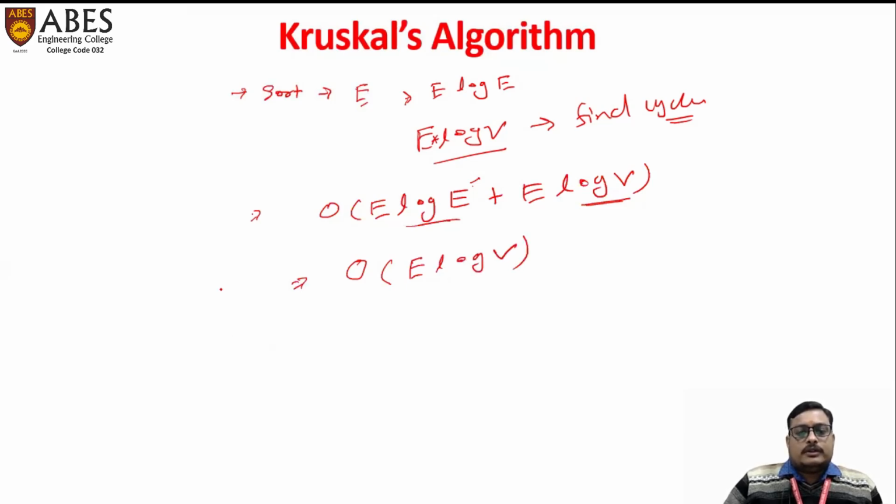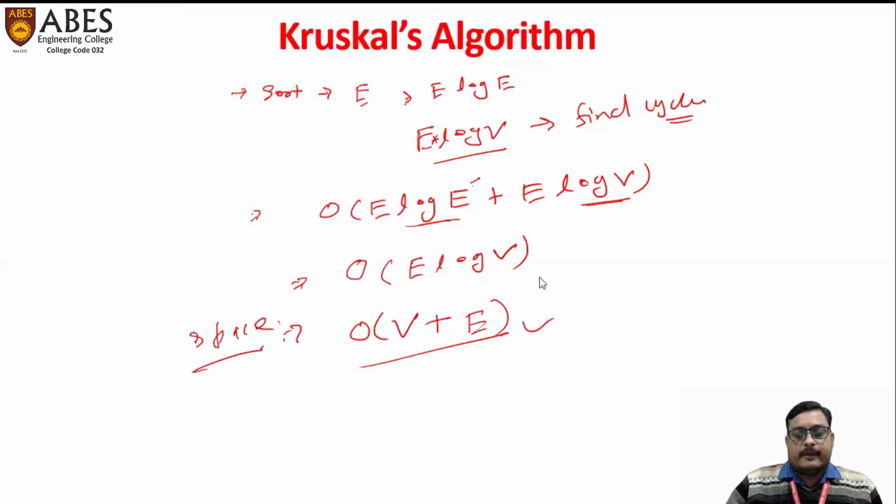Now come to the space complexity. For storing the vertices, we'll take order of v, and for storing all the edges, we will take order of e. So space complexity will be order of v plus e.